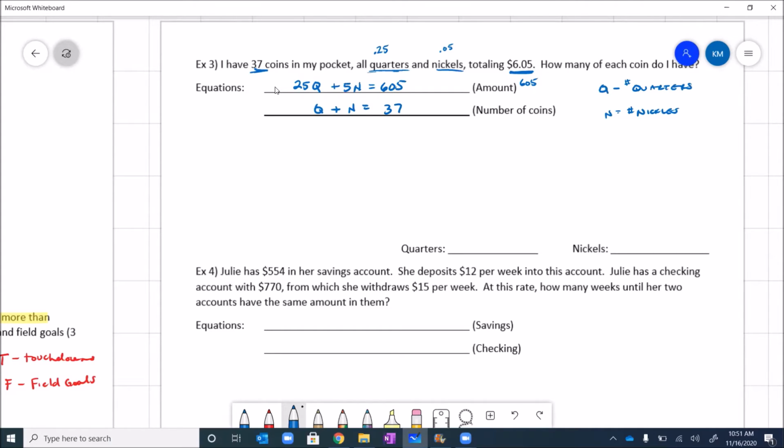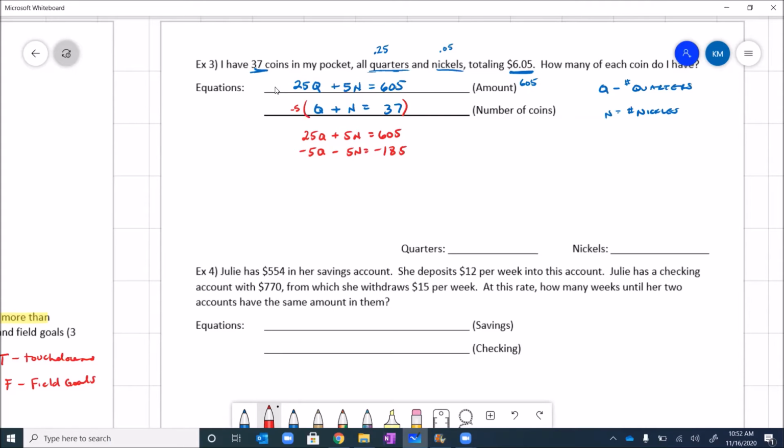Now you can solve this problem any method you want to, but I think it's pretty nice for elimination because this is 1n and 1q, pretty easy to get to the opposite number of the one given to us. So I'm going to eliminate the n's, and I'll do that by multiplying this top equation by negative 5. Or sorry, the bottom equation by negative 5. And so I get 25q plus 5n equals 605. Multiply this, negative 5q minus 5n equals negative 185.